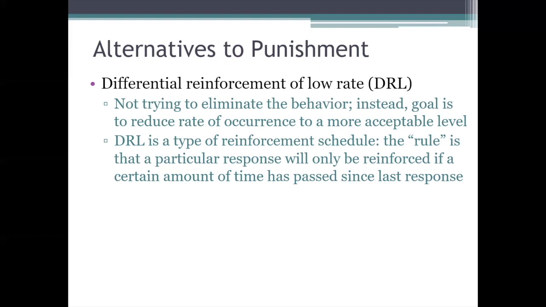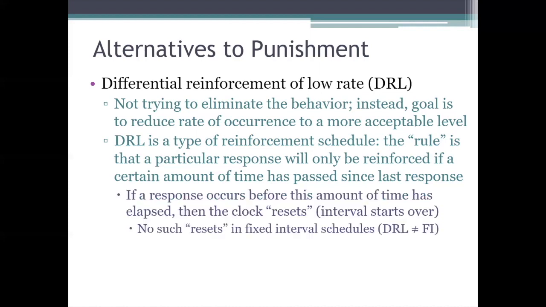And guys, in practice, the way this usually works is that the response is only reinforced if a certain amount of time has passed since the previous response. For example, if you're using a DRL 10-second schedule, then that would mean that the person or the animal would have to go at least 10 seconds without making the response. 10 seconds have to pass without the response occurring. And then after those 10 seconds have passed, the next response that the person or animal makes will produce the reinforcer.